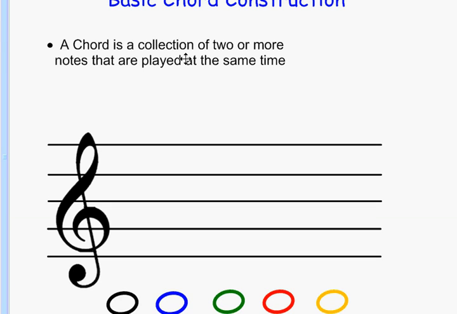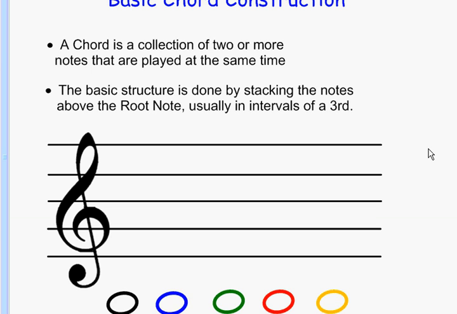So, first off, a chord is a collection of two or more notes that are played at the same time. Anytime you have two or more different sounds, you will have a chord, unless they are the same note. That is the only time you will not have that, okay? Two different notes or more.